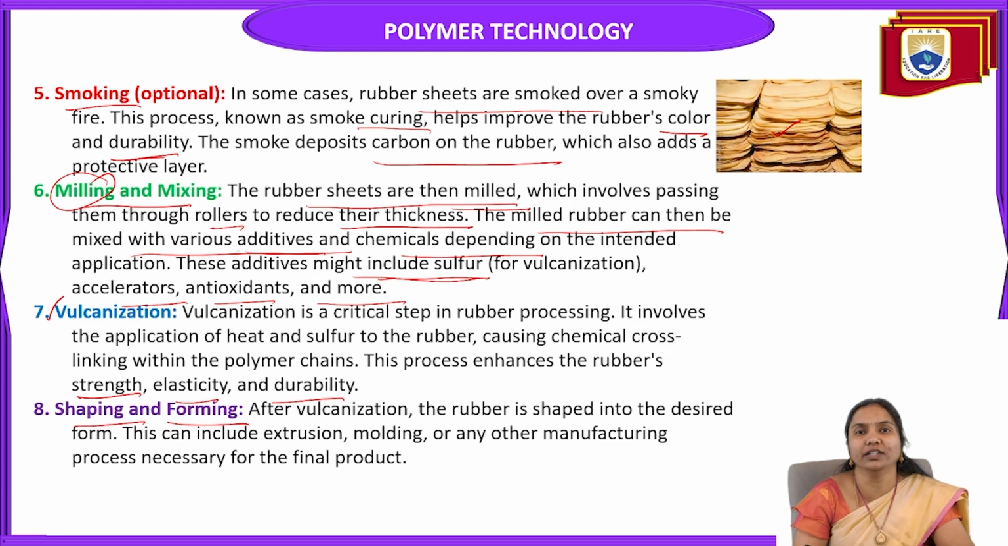Next, shaping and forming. After vulcanization, the rubber is shaped into the desired form.